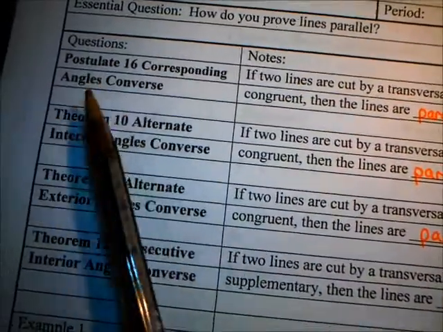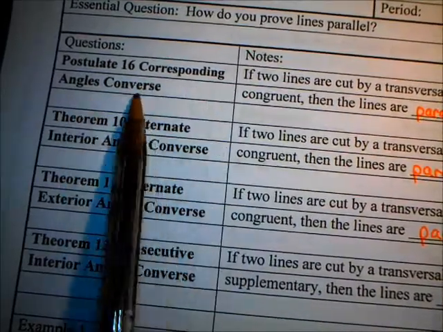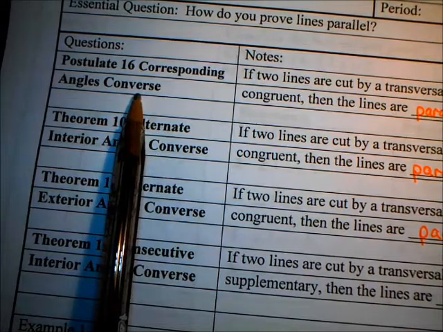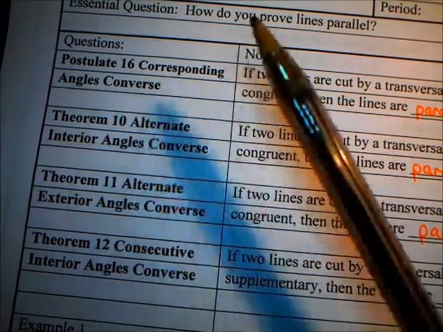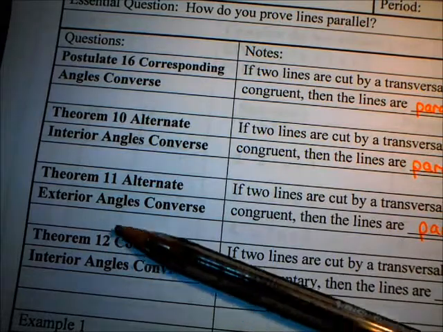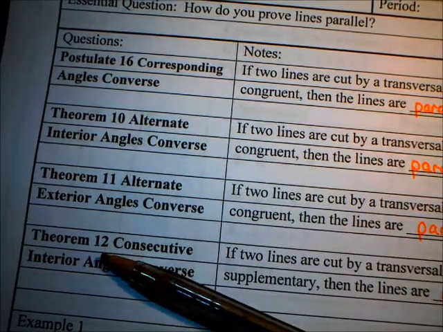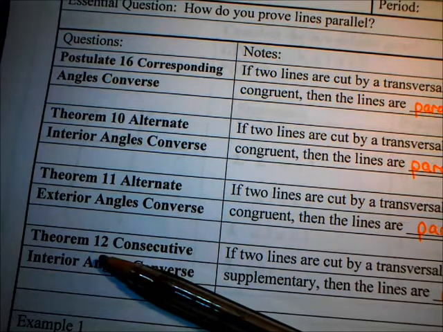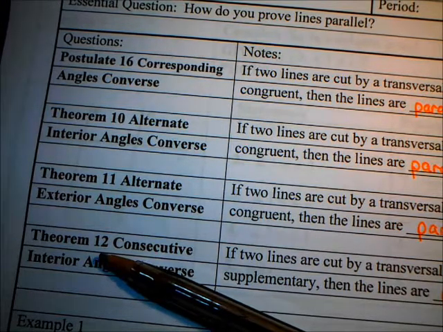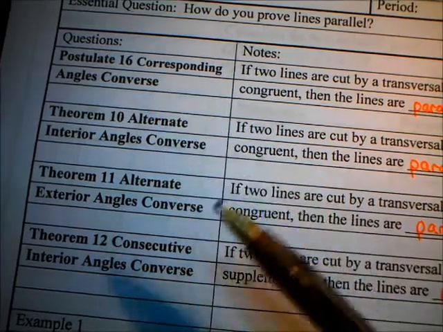Here I have postulate 16, corresponding angles converse. Remember, the converse goes the other way. So the postulate and theorems we're doing today are about trying to prove lines parallel. The ones we did the previous day proved angles congruent, so these are going backwards.